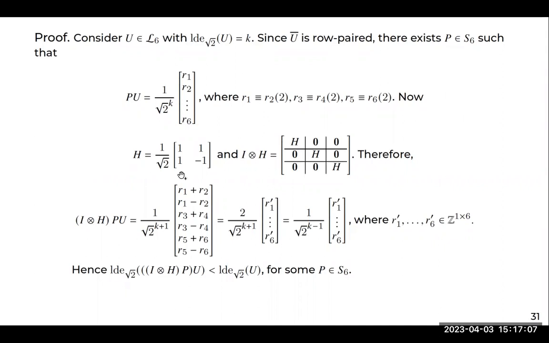So although, yes, when we are acting this I tensor Hadamard on this U, we bring a 1 over root 2 scalar into this result, because we're reducing the component by 2, dividing 2 from both the numerator and the denominator, in the end we actually reduce the global LDE, or this column LDE, by 1, as you can see here. Now, we don't really know what R1 prime to R6 prime is. We know that there are some integers, but they are just characterized by this finite dictionary of binary patterns for our unitary group. And this proves the lemma here. Do we have any questions up to this point?